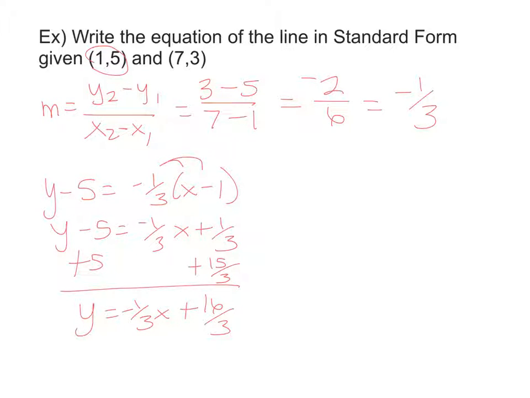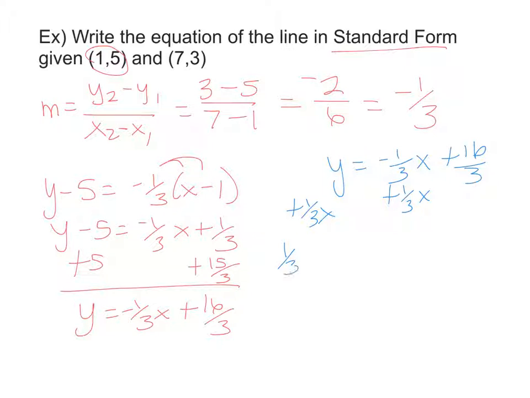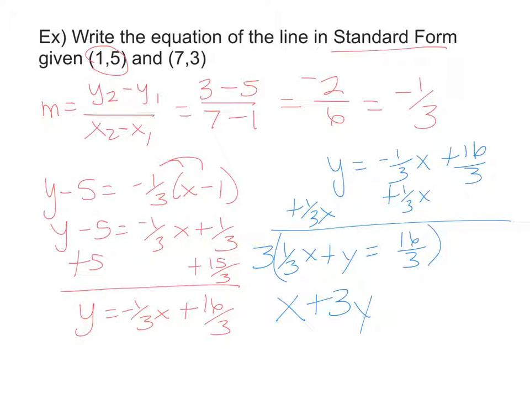Now, we want it in standard form. Okay, so from here I need to get my x and y on the same side. So I'm just going to rewrite this, y equals -1/3 x plus 16/3. So I'm going to add my 1/3 x over since it's negative. So now I have 1/3 x plus y equals 16/3. Last step, it said no fractions. Okay, so I'm going to multiply this whole thing by my least common denominator, which in this case is 3. So then I have x plus 3y equals 16. And that will be the final answer.